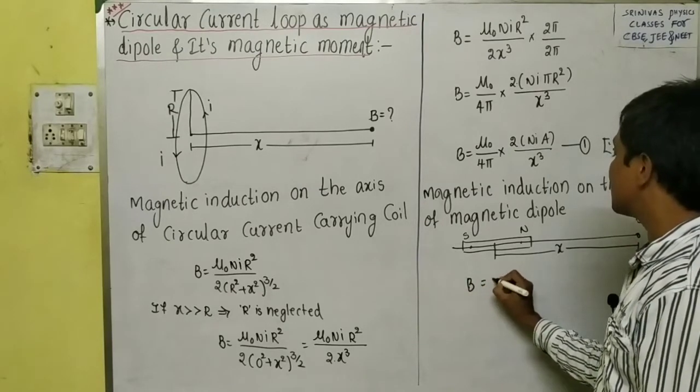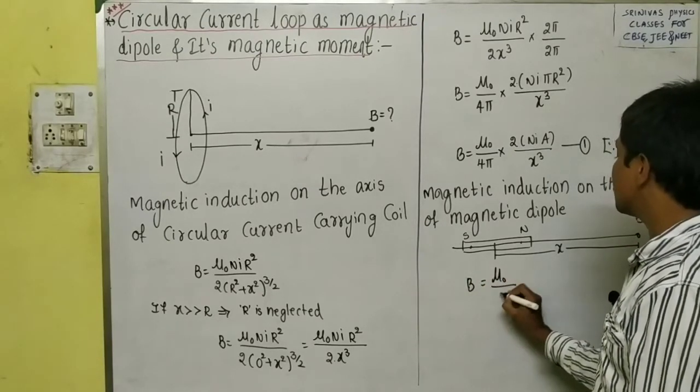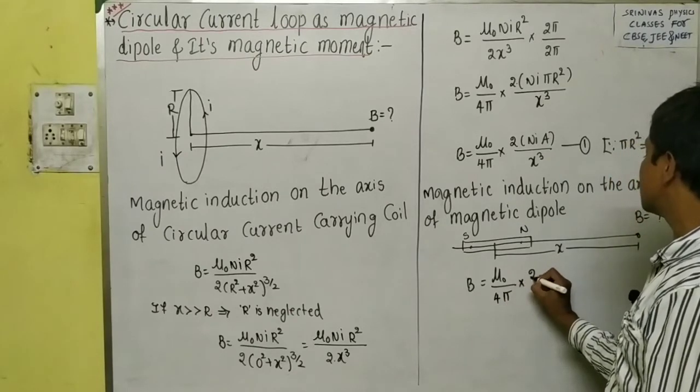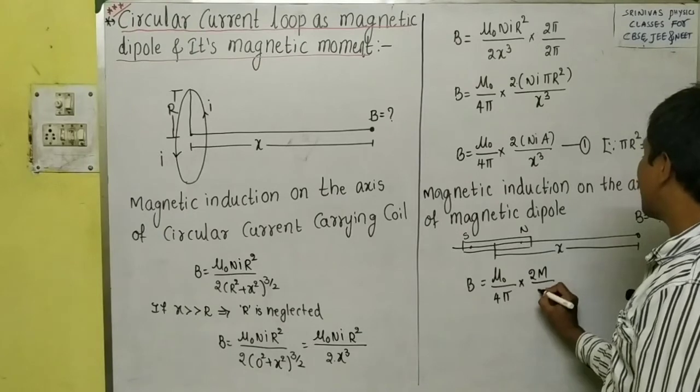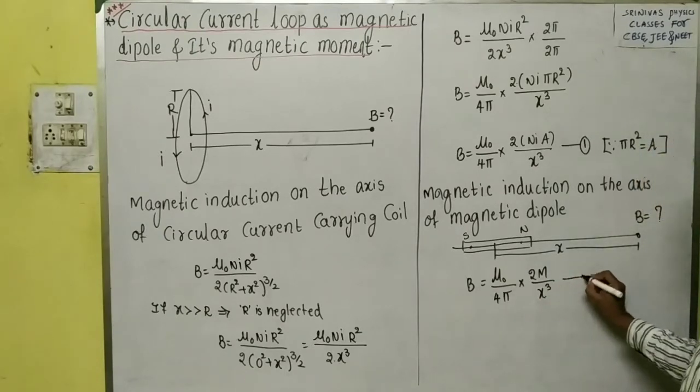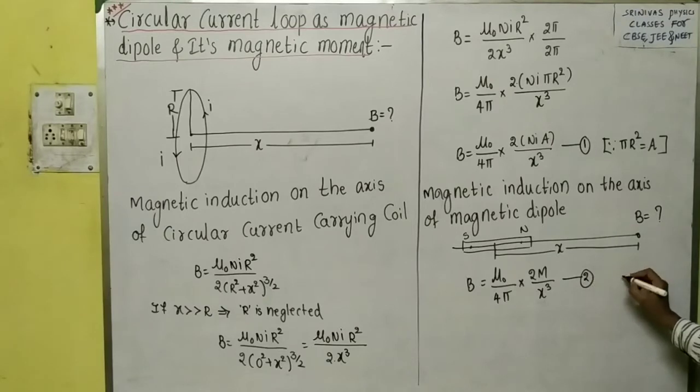Okay, that formula is mu naught by 4 pi into, in case of short dipole, we write 2m by x cube. We know that one already. This is equation 2. This is in case of short dipole. Okay, short dipole.